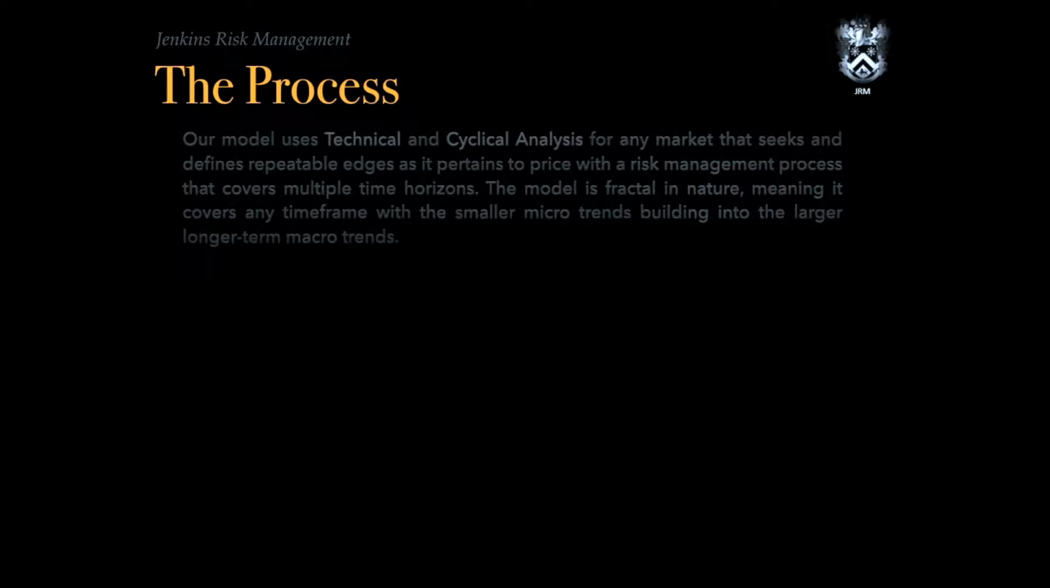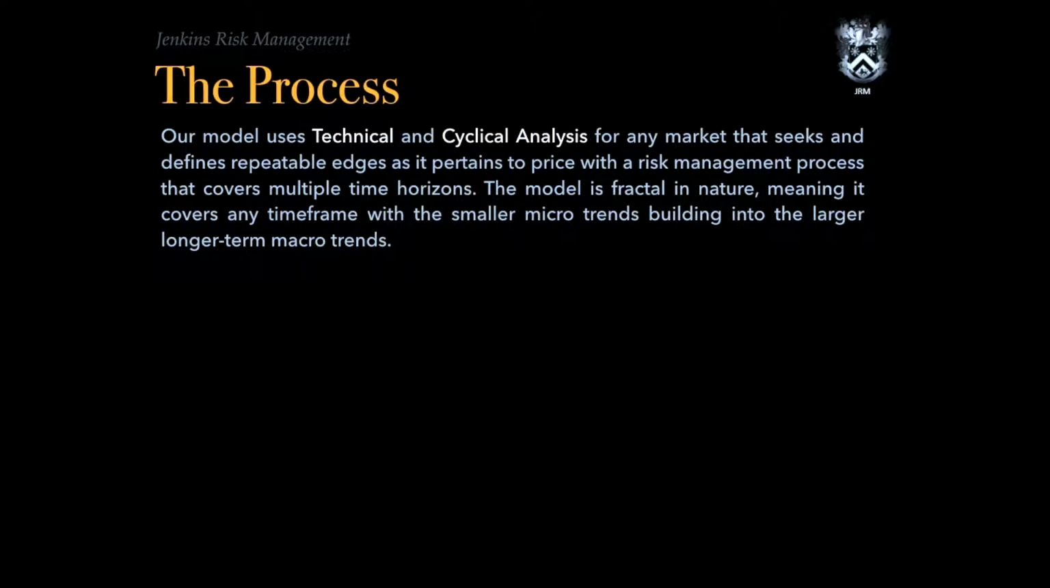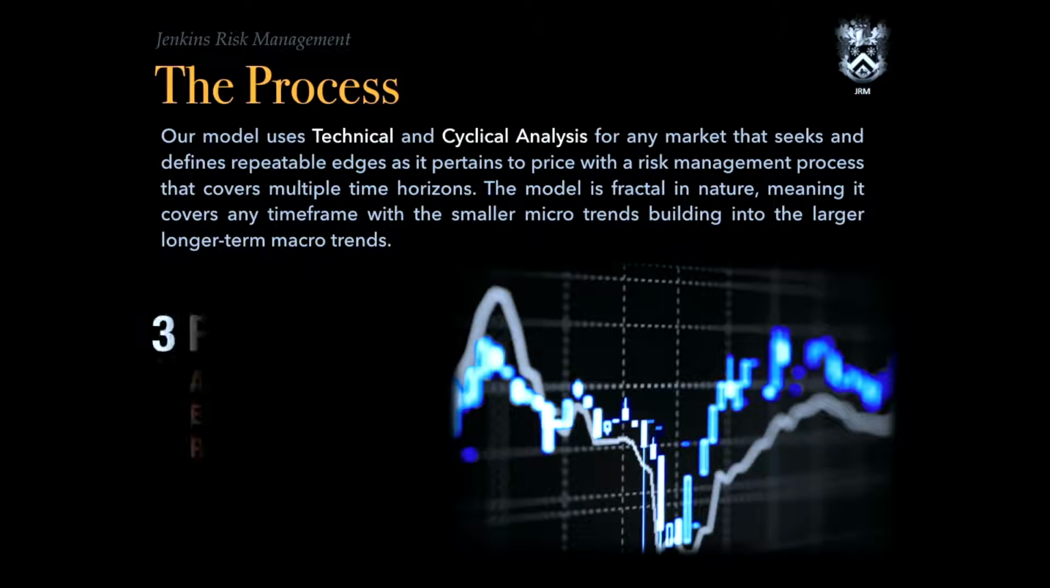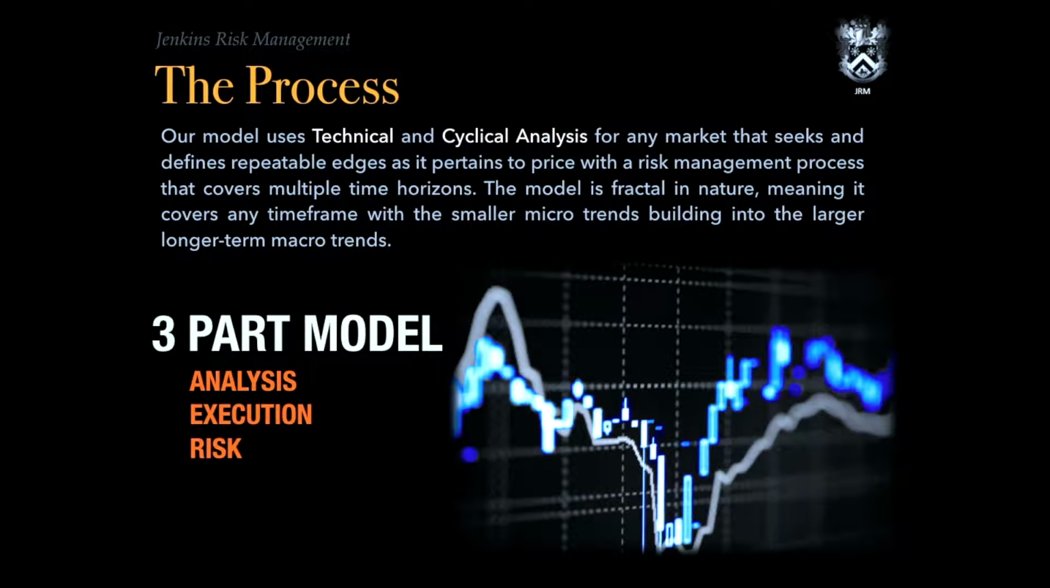All right, so let's get more into the actual process. The model uses technical and cyclical analysis, and again, for any market, and what we try to do is seek and define repeatable edges as it pertains to price, and then we have a risk management process that covers multiple time horizons. All right, it's a three-part process: analysis, execution, and risk. And this is the main parts of what you learn in the coaching program. We're constantly reinforcing these three pillars.